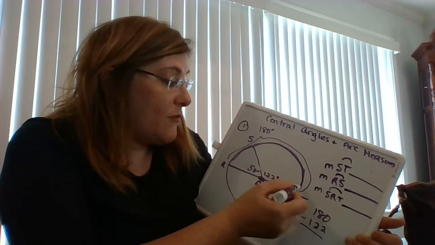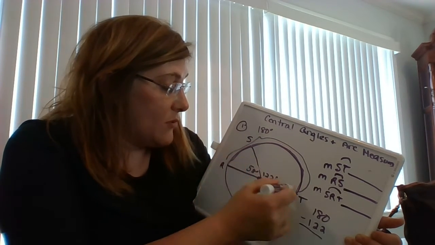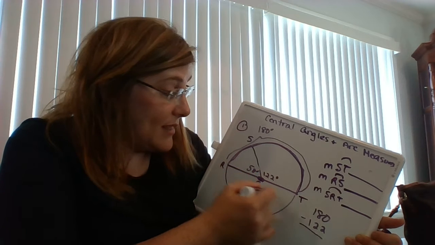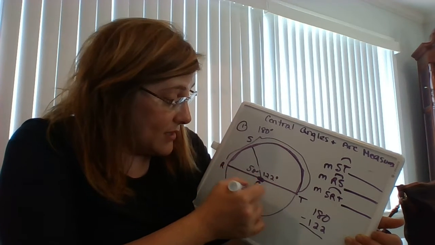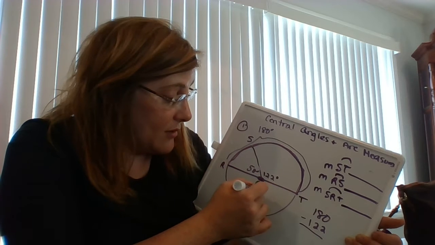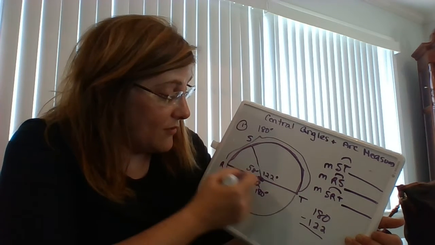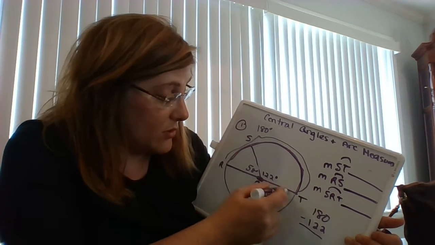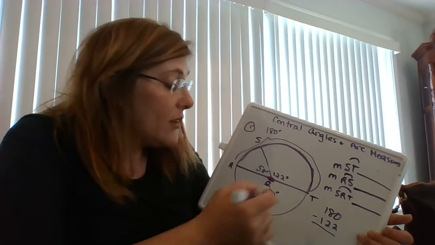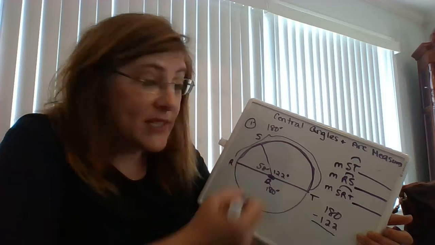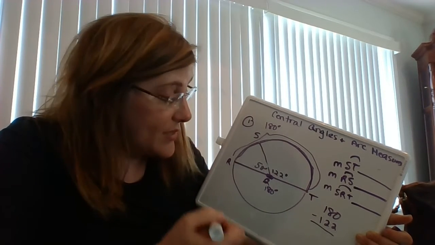Now, if we know that this is a semicircle and this is 180, this other half of the circle has to be a semicircle and this angle has to be 180 degrees. It's like a flat angle, a straight angle. That's what it's called, a straight line, straight angle. So 180 plus 122 plus 58 gives us 360.